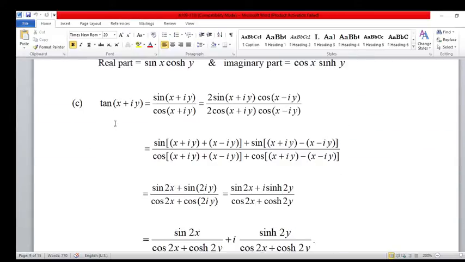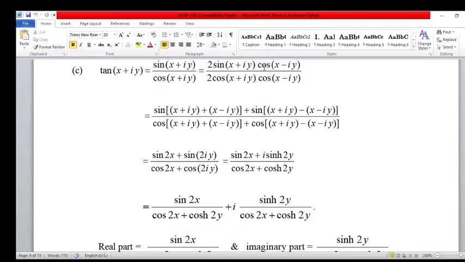Now this is the important separation. Separate the real and imaginary parts of tan(x+iy). So tan converts into sin upon cos: sin(x+iy) upon cos(x+iy). Now rationalization: multiply numerator and denominator by cos(x-iy). Here multiply by 2 and divide by 2, so that trigonometric formulas apply in the numerator and denominator. Sin cos means sin(a+b) plus sin(a-b), and cos cos means cos(a+b) plus cos(a-b).